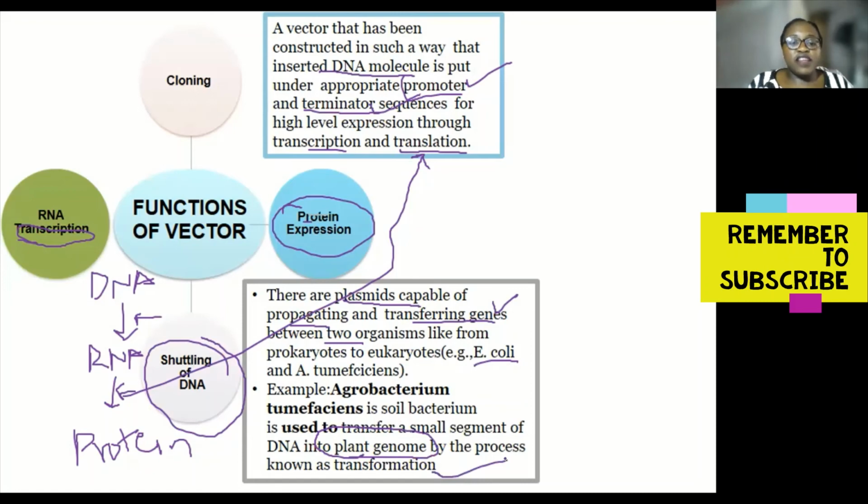So it's able to transfer. If you need this DNA inside another organism, then you use a vector or a medium or a means of transport or transfer or vehicle that can get your DNA from that one organism into another organism. So those are the four major functions of a vector: cloning, RNA transcription, protein expression, and shuttling of DNA.